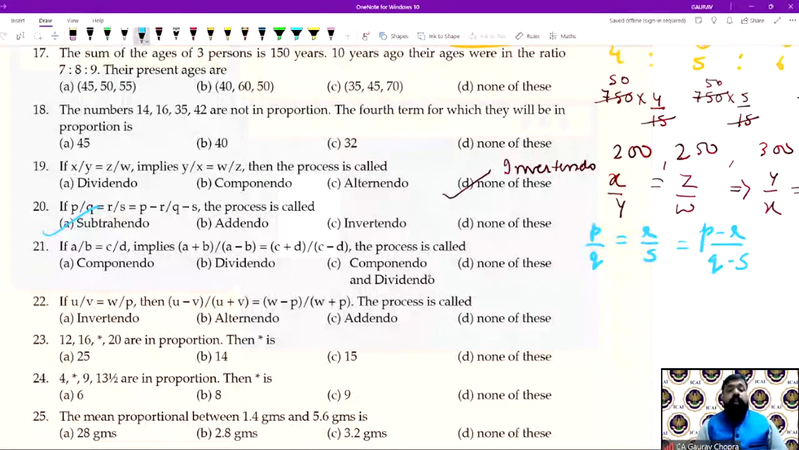Next comes a by b is equal to c by d. And we have written a plus b, a minus b equal to c plus d, c minus d. So we have done plus and minus both. So it is known as componendo and dividendo. Option number C. All right.